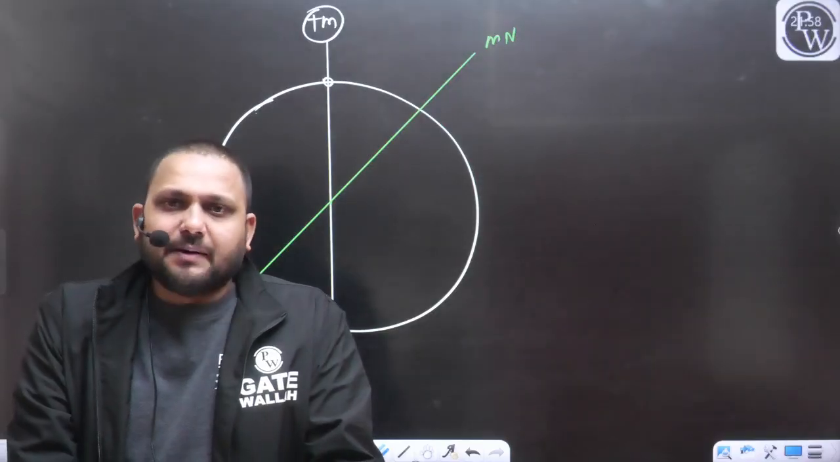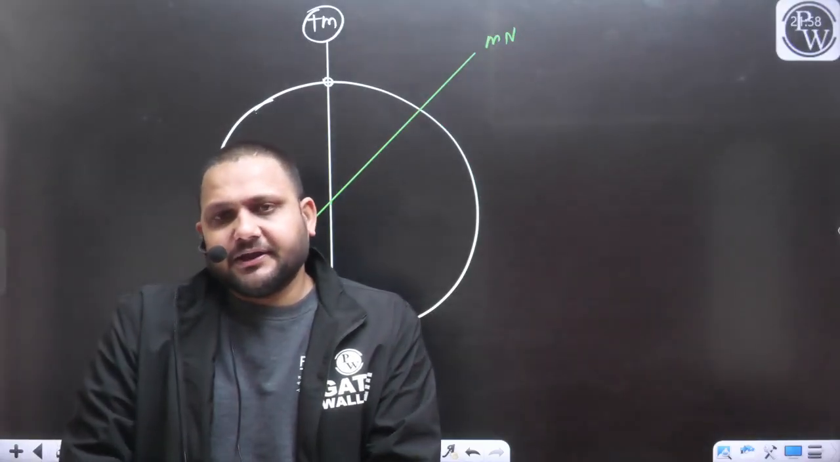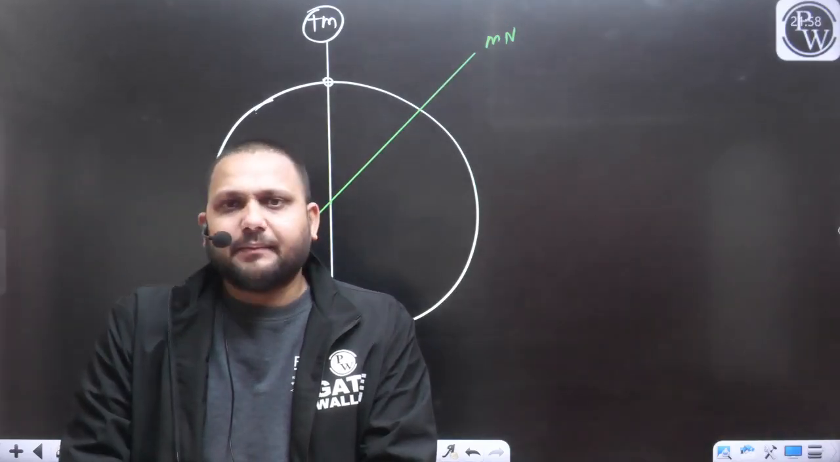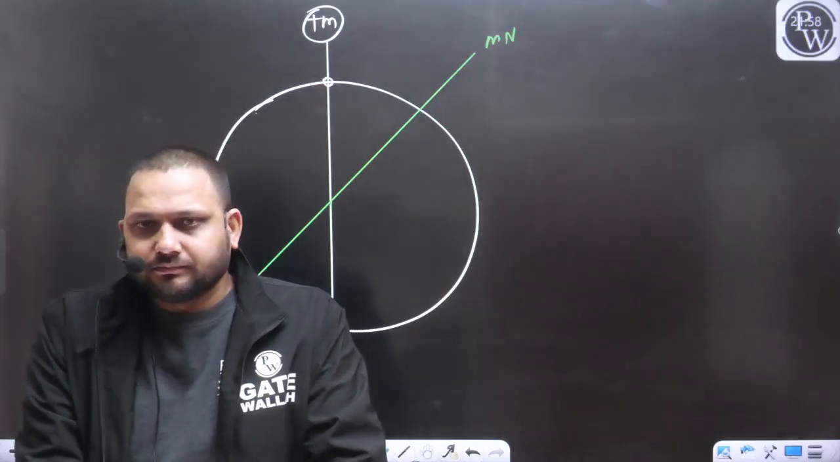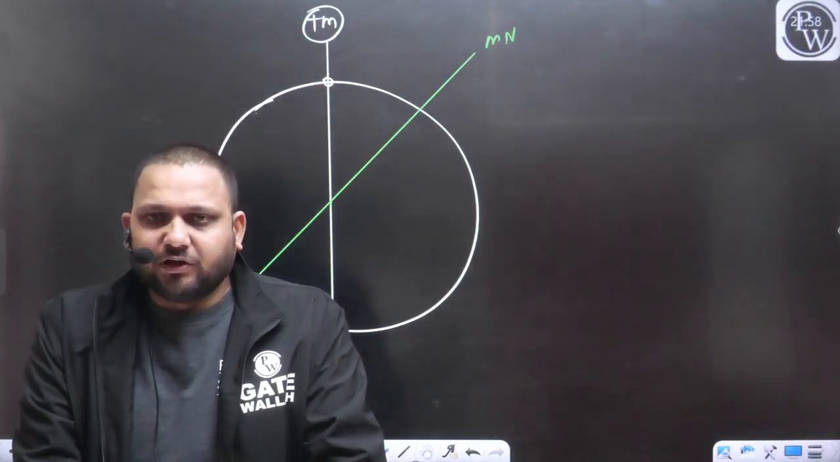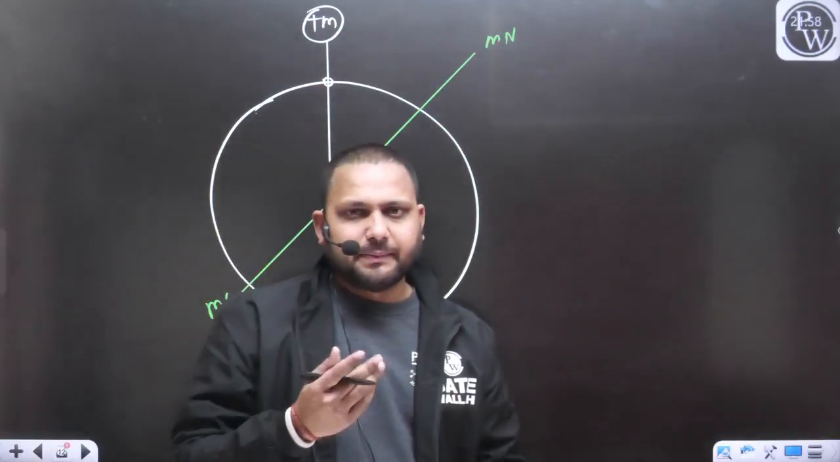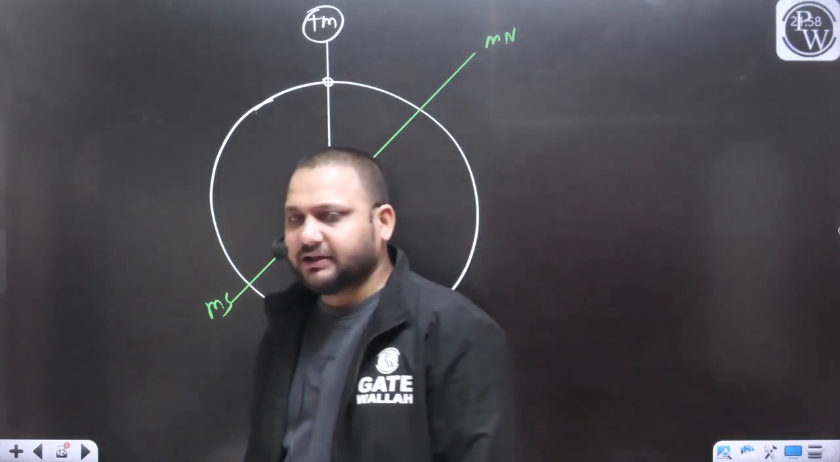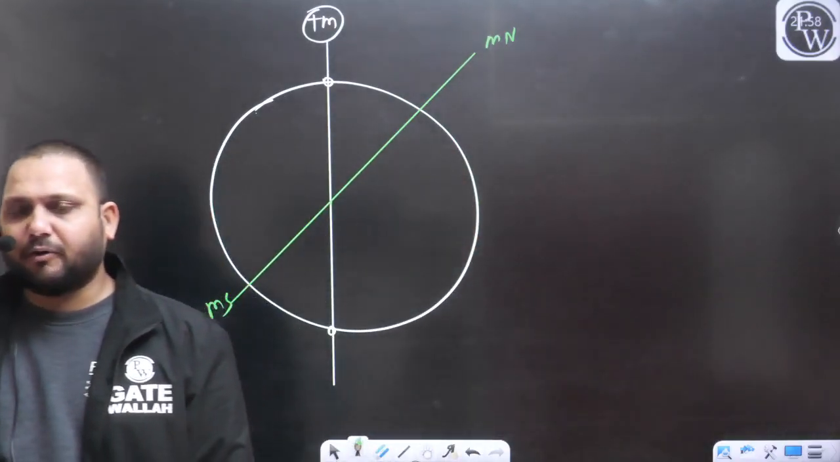With the help of the compass, we can locate the magnetic meridian. Yes or no? Because with the help of the compass, we can locate the magnetic north and magnetic south. So we can identify the magnetic meridian with the help of the compass.